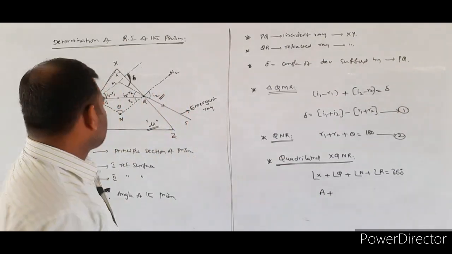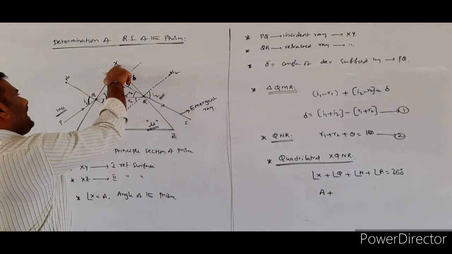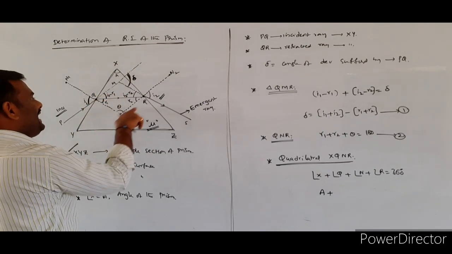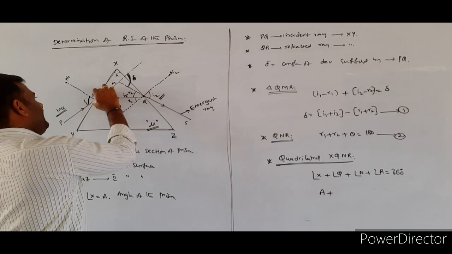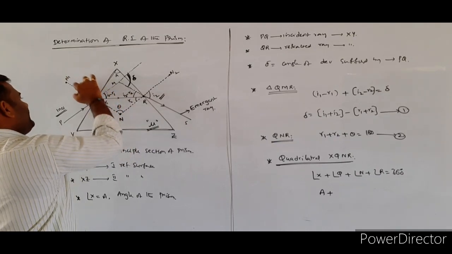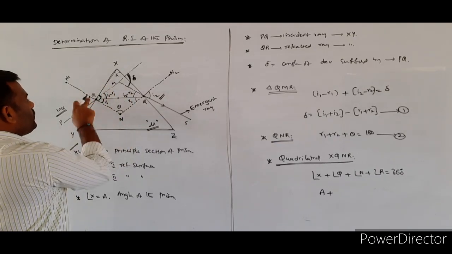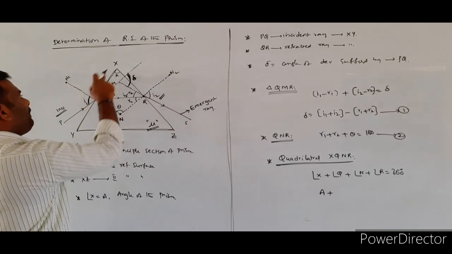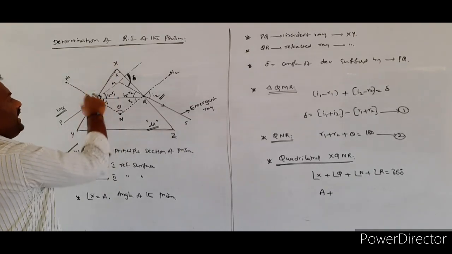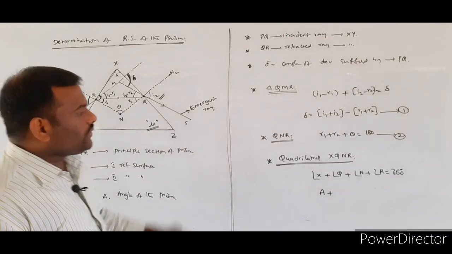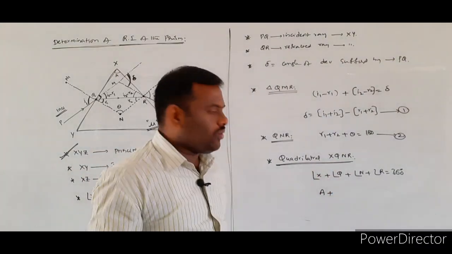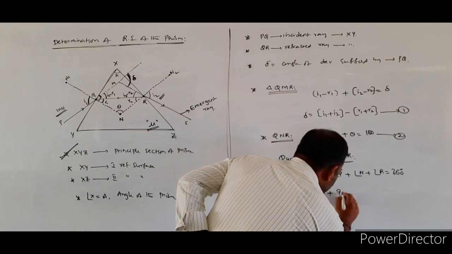Next, for the quadrilateral XQNR, the angle at Q is equal to what? 90. Why? At the point Q you draw the normal, so QN is perpendicular to the side XY. QN is perpendicular to the side XY, so the angle at Q is equal to 90 degrees.